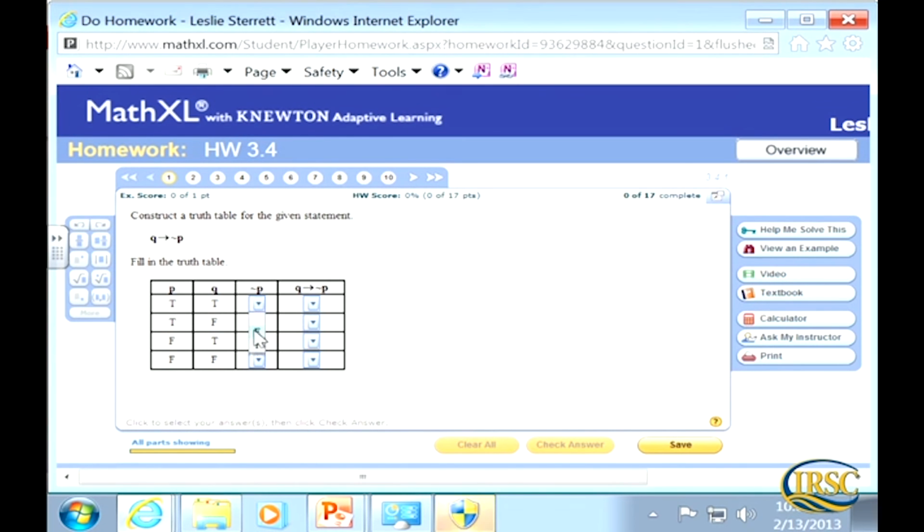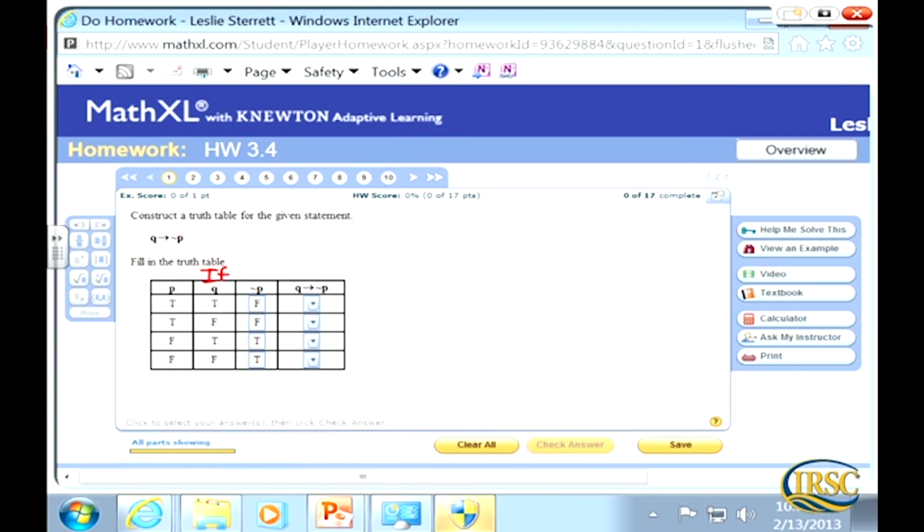Okay, so I need false, false, true, true. You see how Math Excel tries to trick you there? The true and the false are not in the same order? Okay, I know. It's very tricky. All right, so now we're going to do the if-then statement here. So again, this is what I like to do. I label that my Q is the if, and the not P is the then.